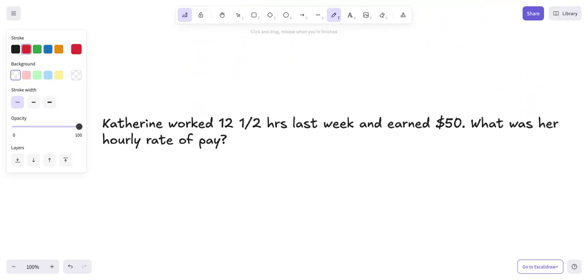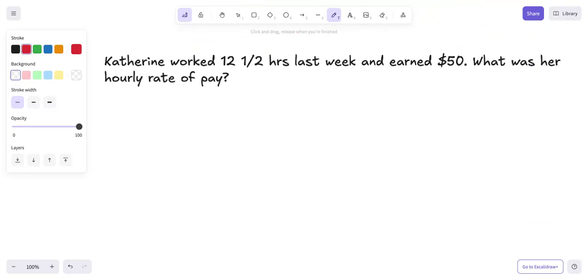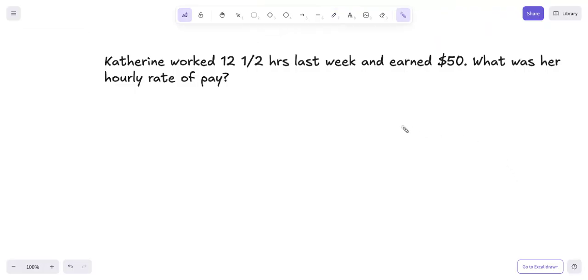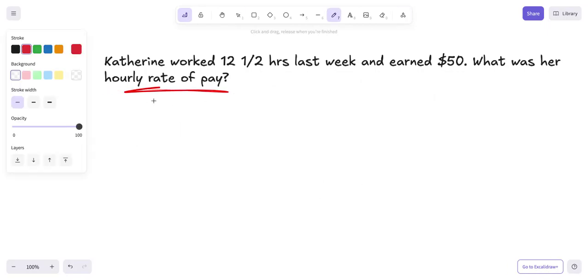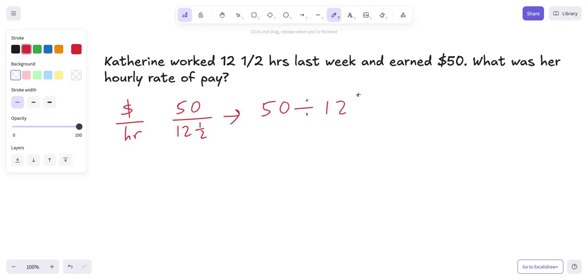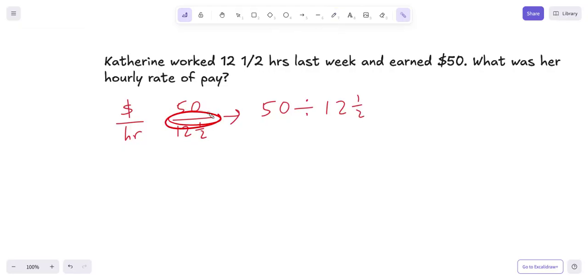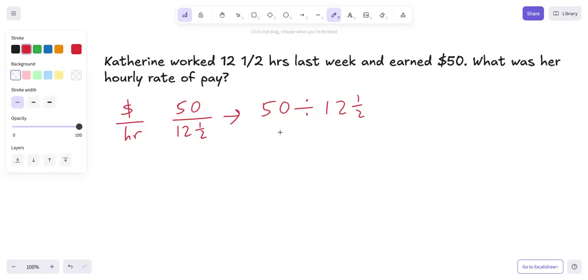Next one. Catherine worked for 12.5 hours last week and earned $50. What was her hourly rate? Ooh, this is probably 50 years ago, because it's a very low hourly rate. Hourly rate is dollars per hour. She made $50 in 12.5 hours. This is the same as 50 divided by 12.5, because this line right here means divide. So I just rewrote it as divide.